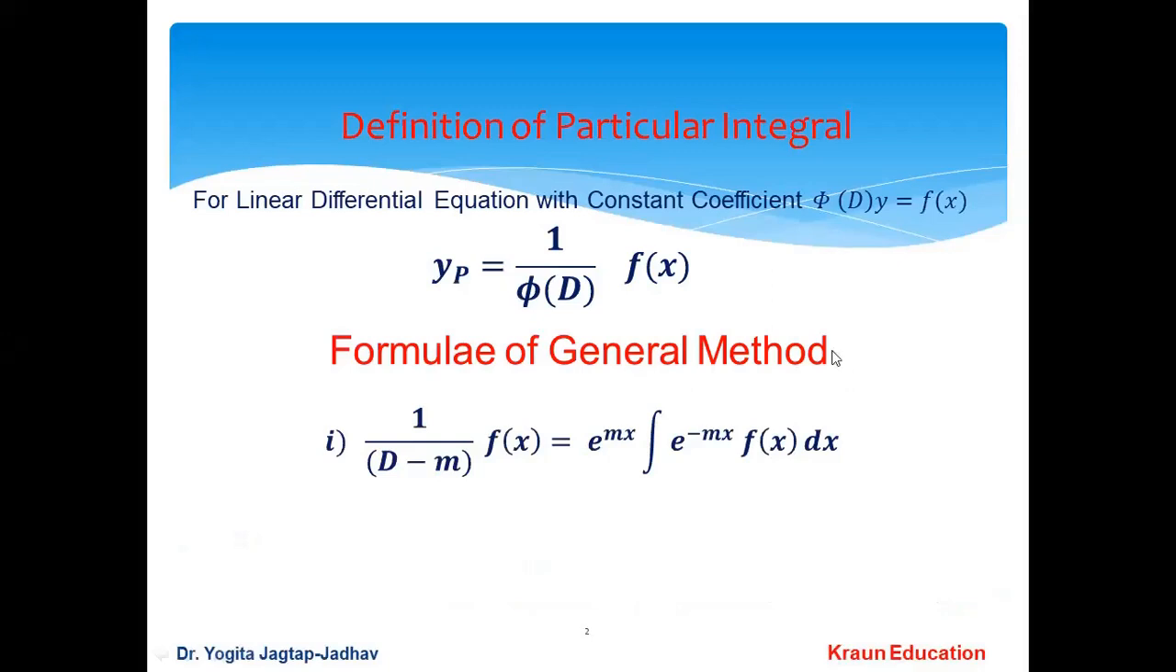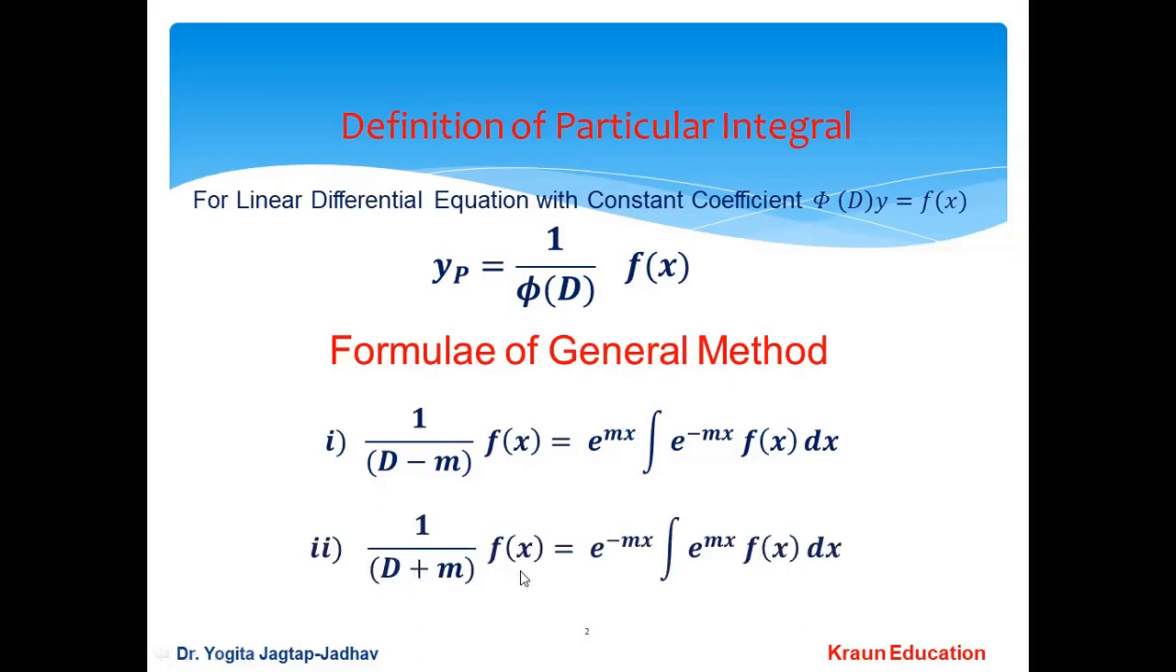Now let us see the formulas of the general method. When we have a factor of phi of D as D minus m, then 1 upon D minus m operating on f of x equals e raised to mx integration of e raised to minus mx f of x dx. For a positive factor, that is 1 upon D plus m operating on f of x, it equals e raised to minus mx integration of e raised to plus mx f of x dx.